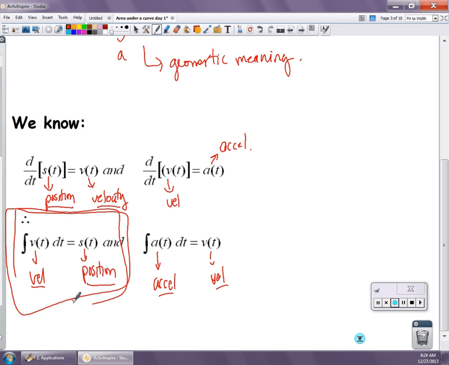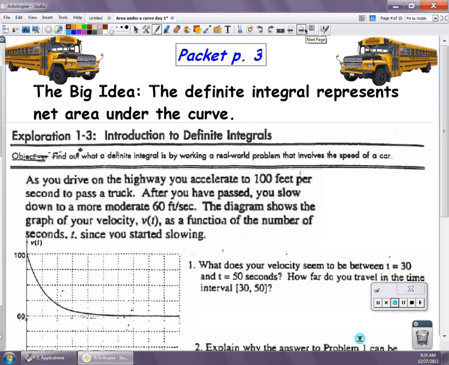We're going to consider velocity. Now take a look at that one more time. If you go backwards or find the antiderivative of velocity, you should come up with position or change in position. So let's take a look at our problem. This is in your packet.